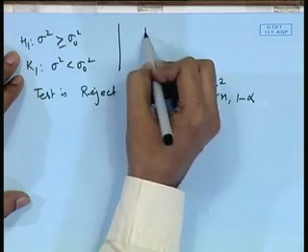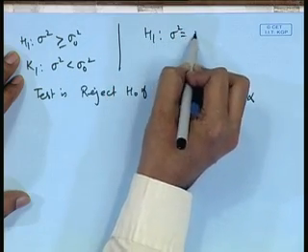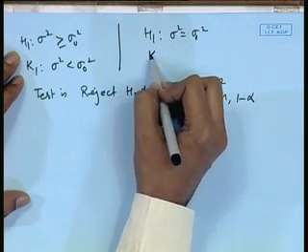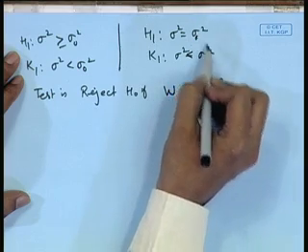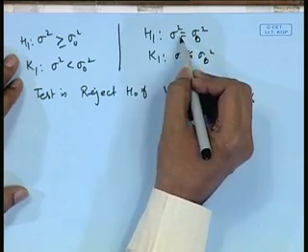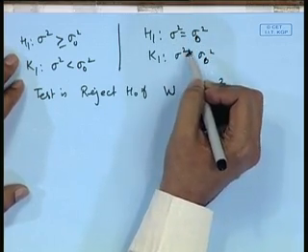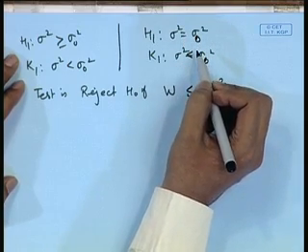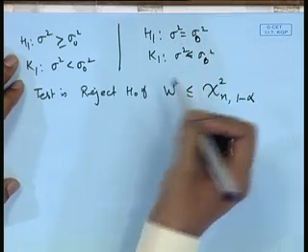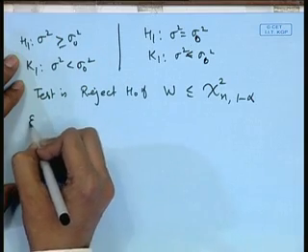The same test will be valid if I use sigma square is equal to sigma naught square against sigma square is less than sigma naught square, because what we are saying is sigma square is less or more, and therefore this is going to be useful here. Let me take one example here.